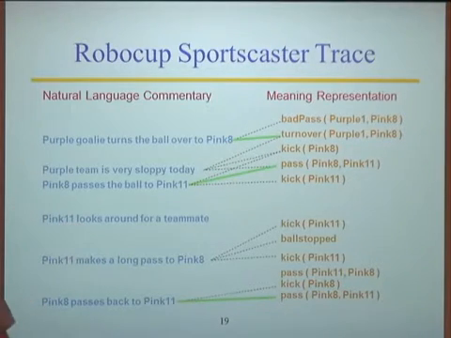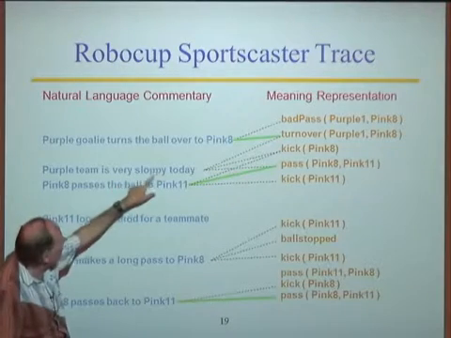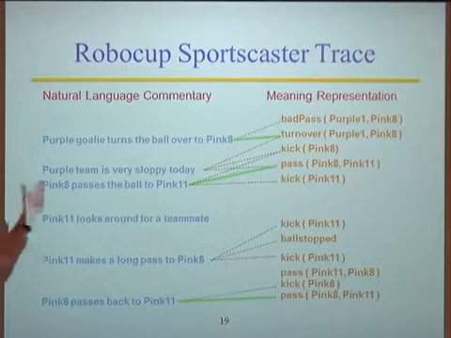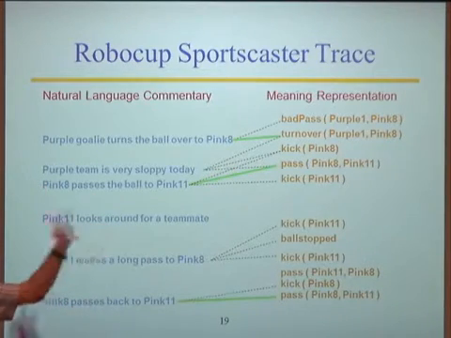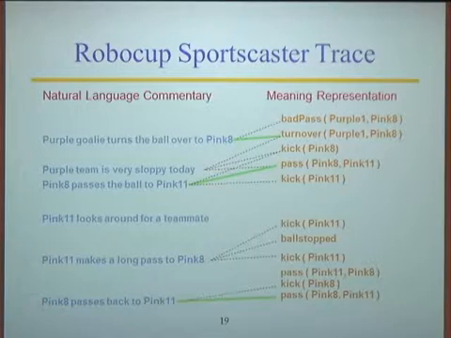"Purple team is very sloppy today." It's actually interesting. There I think you need to do some sort of Whorfian stuff where it would have to learn the concept of sloppy. So obviously what's happened there is Purple's turned the ball over several times in a row, so they say they're being sloppy. But perception can't directly extract that. So it's a very noisy signal.